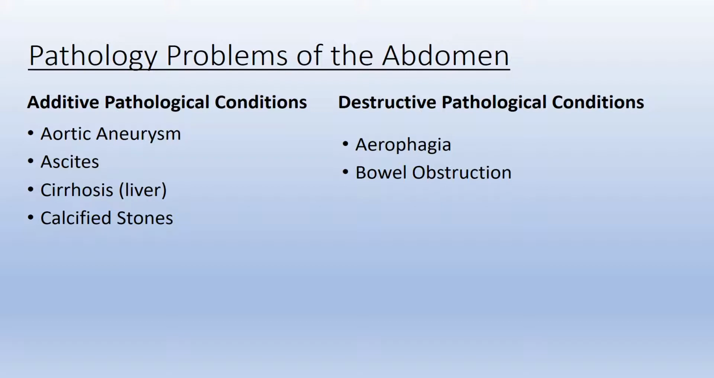Now let's talk about some pathology problems of the abdomen. Additive pathological conditions would include aortic aneurysms, ascites, cirrhosis, and calcified stones. Destructive pathological conditions may include aerophagia or bowel obstructions.